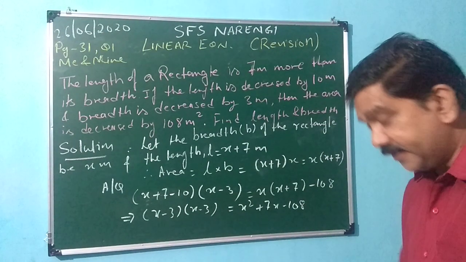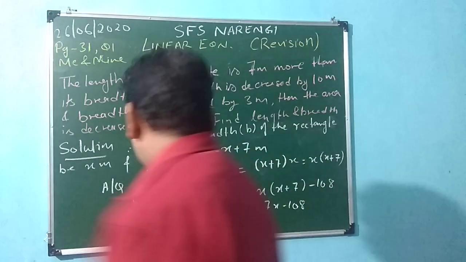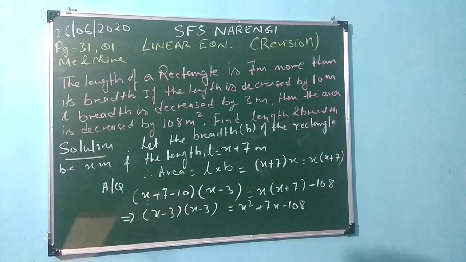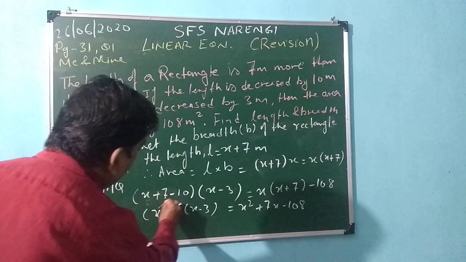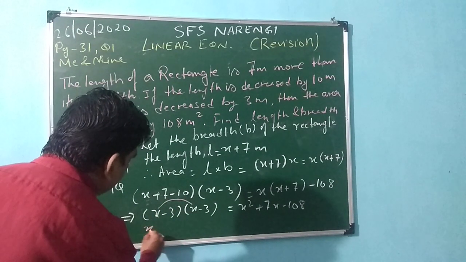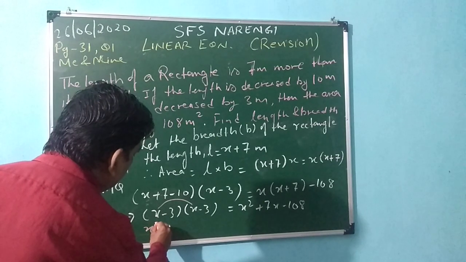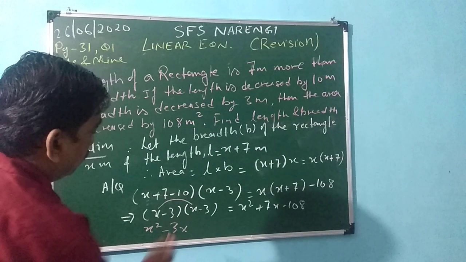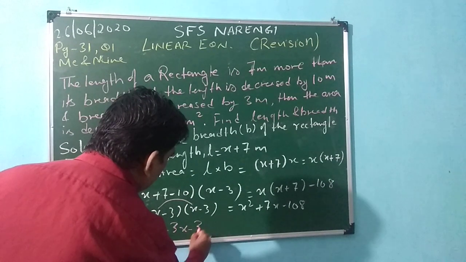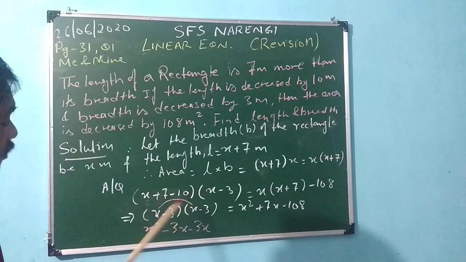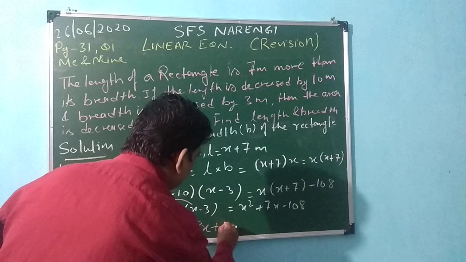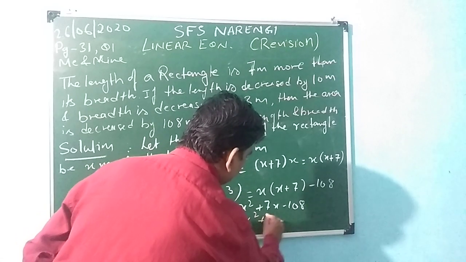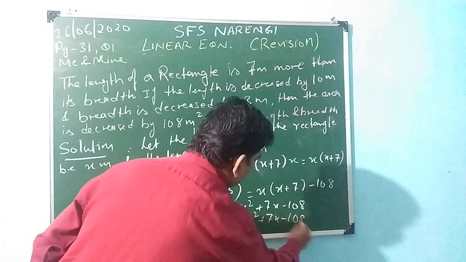So if I multiply this, x into x is x square. I am writing it here, x square. Then x into minus 3 is minus 3x. Again, minus 3 into x is minus 3x. Minus 3 into minus 3 is plus 9, is equal to, we'll get the same equation, x square plus 7x minus 108.